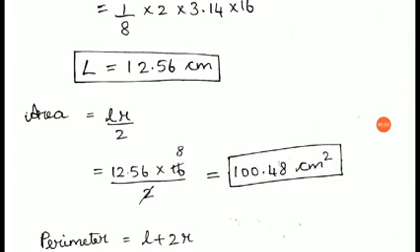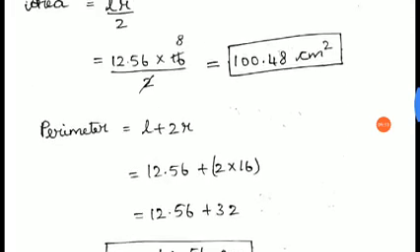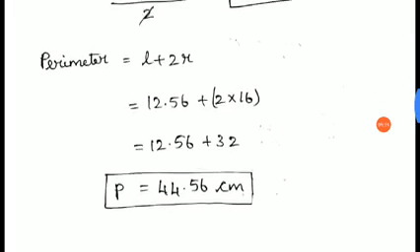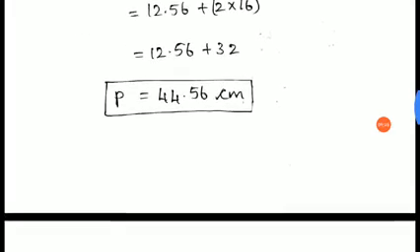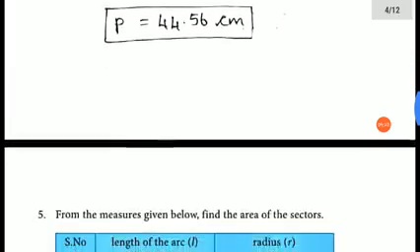Then, perimeter. What is the formula for perimeter? L plus 2R. The length value is 12.56 plus 2 into the radius value, which is 16. So, by substituting, we can solve and find out the value of perimeter. For all the answers, the unit is very important and every answer should be boxed up. Okay, children, now shall we move on to the next question?